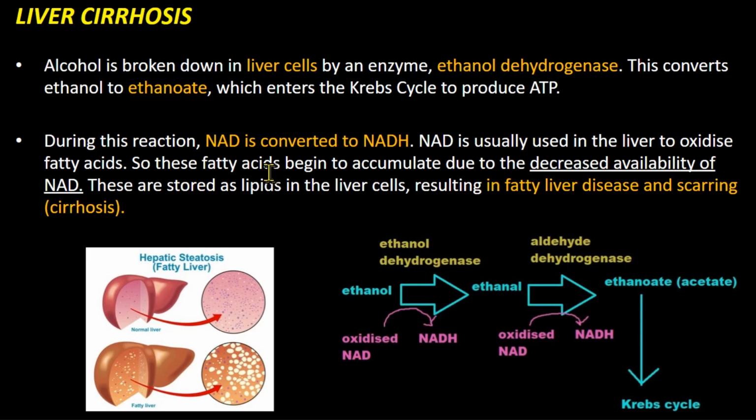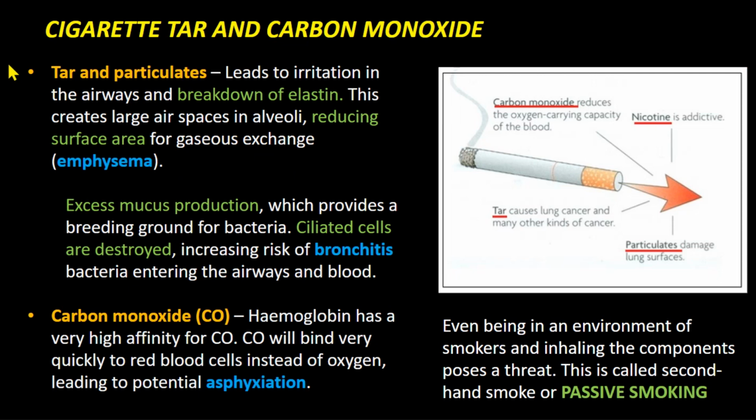So these fatty acids begin to accumulate in the liver due to the decreased availability of NAD. These are stored as lipids in the liver cells, and this is going to result in fatty liver disease and scarring, or cirrhosis. So let's look at some components of cigarettes.